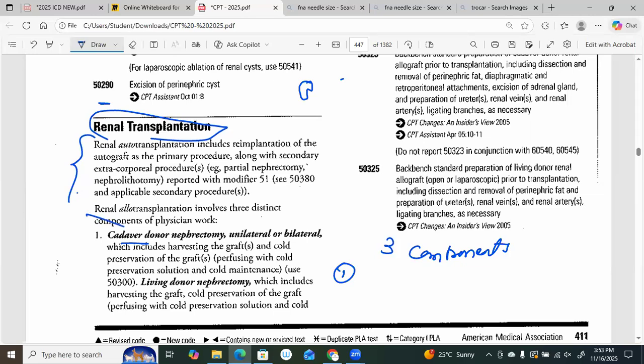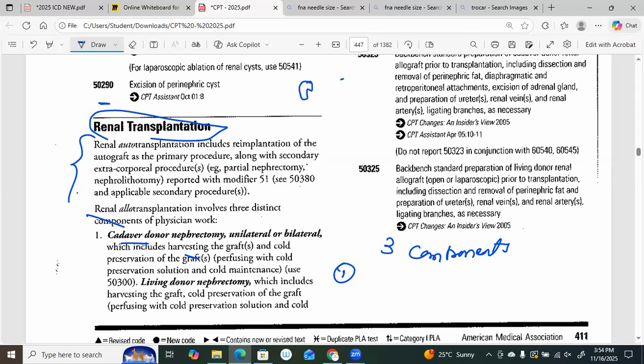So for the cadaver, that means the donor who is donating the kidney is not living at the moment. He already died, and we are removing the kidney for donor purposes. That is cadaver donor nephrectomy, unilateral or bilateral. So donor nephrectomy includes harvesting the graft. Harvesting means removing the graft as well as preserving the graft.